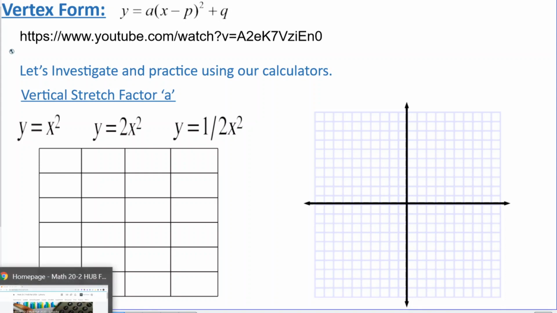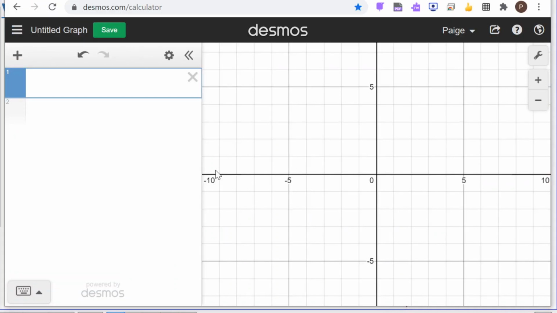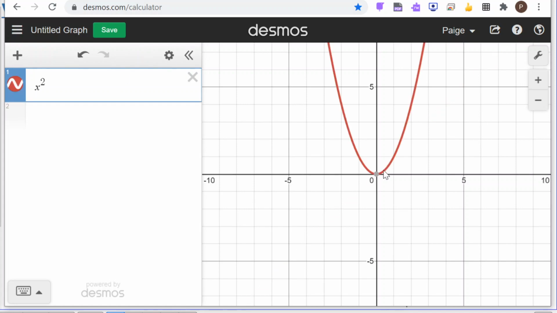I'm going to pull up Desmos, which is a graphing online app. You can see at the top desmos.com/calculator. And let's look at each of these graphs. So let's look at x squared. Well, we've seen x squared before, right? It's that basic parabola. My vertex is at 0, 0.